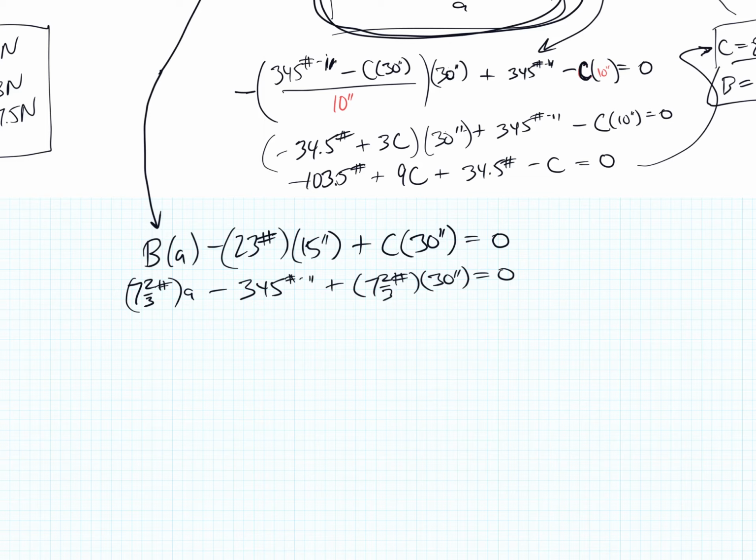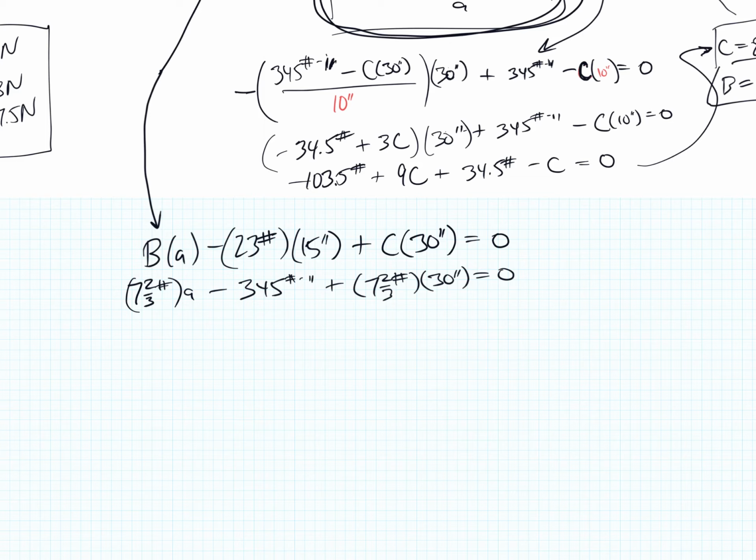2/3. Oh, it hates it. Anyway, 7 plus... clear. Okay, 7 plus 2 divided by 3 works. Okay, times 30. You know, this is really dumb. Why am I making this so hard on myself? Anyway, 230, okay, minus 345 equals whatever that is.